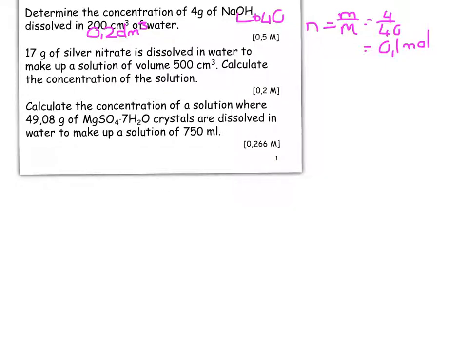But we're not looking for moles, we're looking for concentration. Concentration is number of moles divided by volume. 0.1 divided by 0.2, and I land up with 0.5. And either I can put a capital M there, or I can say moles per cubic decimeter.